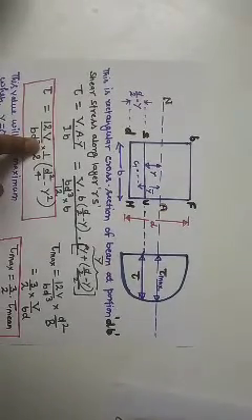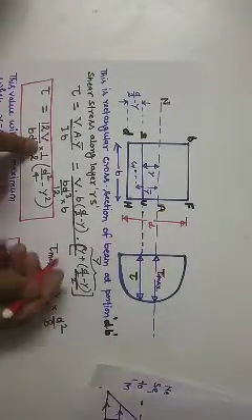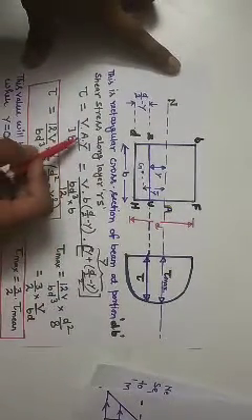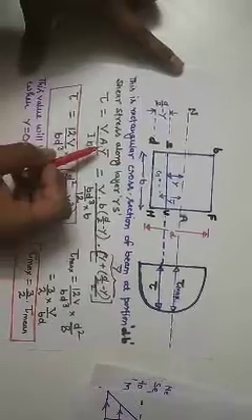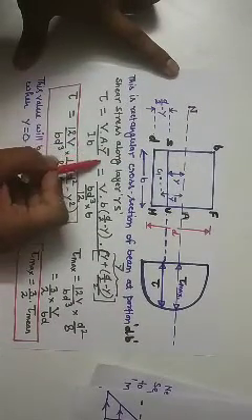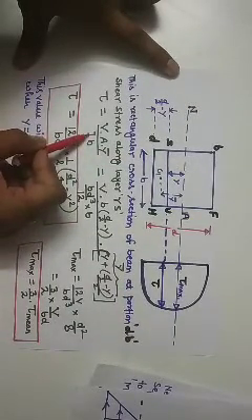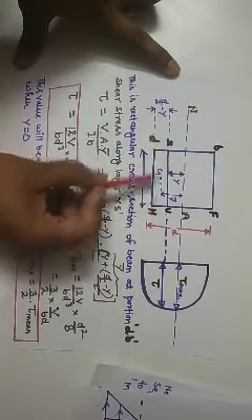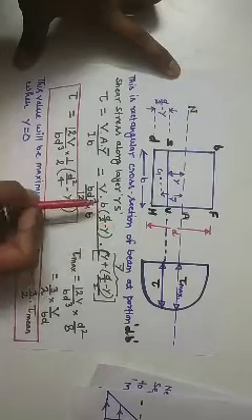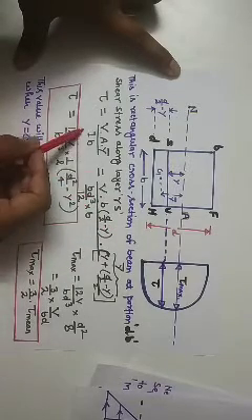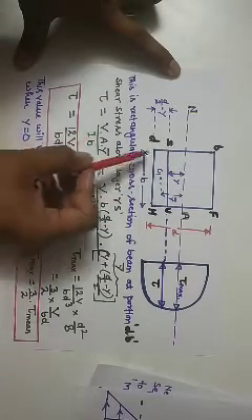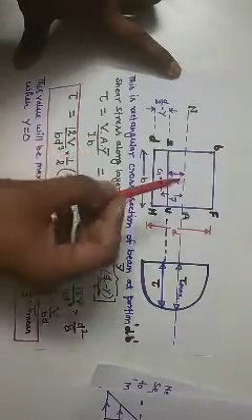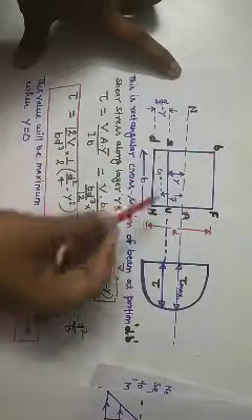Tau is equal to V/(Ib) times Q. Now put the value of Q into this equation. Put the value of y in this equation. Now we know that Q is equal to A times y bar. I is the moment of inertia of this rectangular cross section about the neutral axis, and V is the shear force generated at this portion.